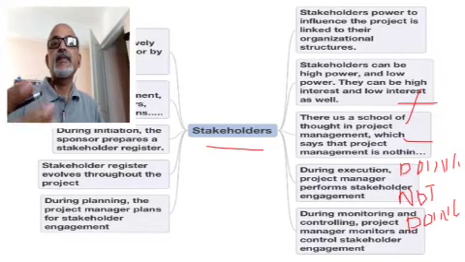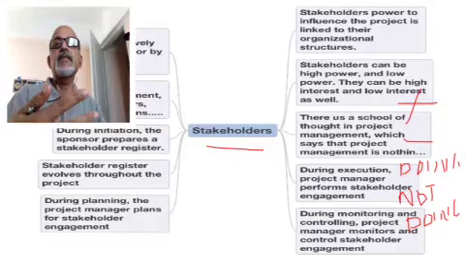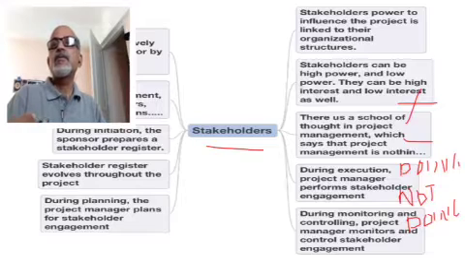Now, let's say you are constructing a flyover. All those people who are party to that are stakeholders. Somebody may be positively affected, somebody may be negatively affected. So all are stakeholders. You take a project, who all could be the stakeholder?